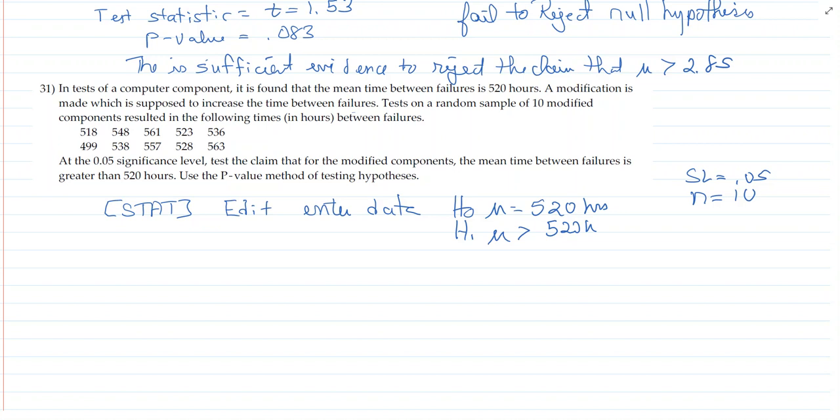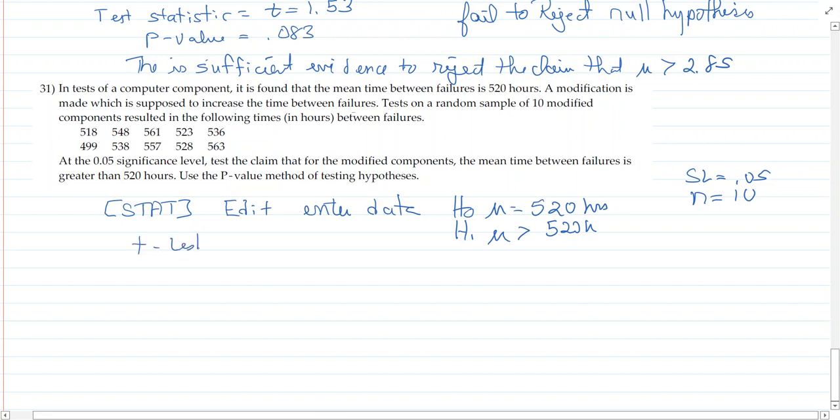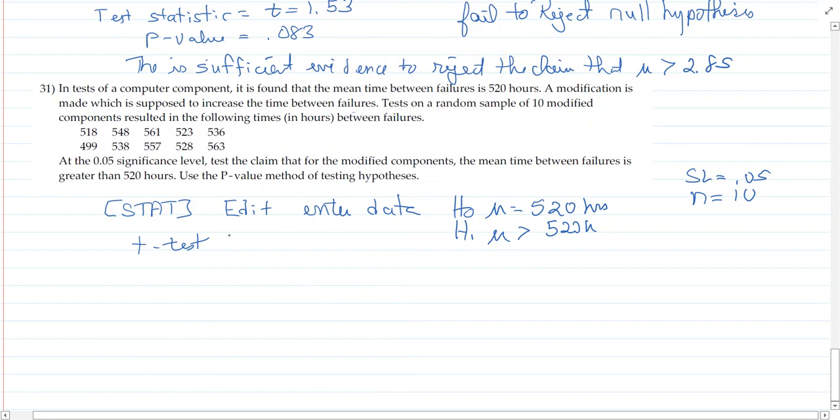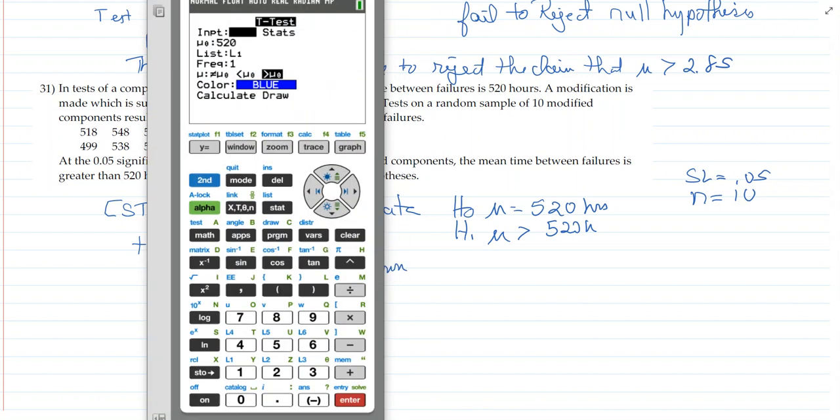It's a T. It's a T test. All right. So we're going to go stat, test, T test. Because I have the data, but I don't have the standard deviation. So I'm going to do a t-test. That's what it was. And I have data, 520, line 1, frequency. Okay, data, 520, line 1. And we want greater. That's good. And we want to calculate. All right, there it is.